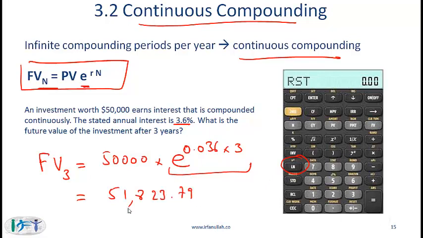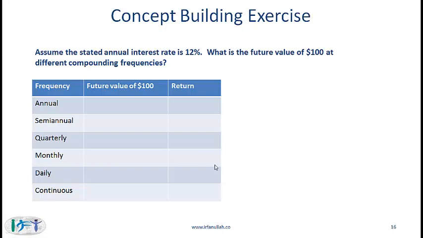When you do the calculation, here is what you should get. Here is an important concept building exercise. Assume that the stated annual interest rate is 12%. What is the future value of $100 at different compounding frequencies? And then what is the corresponding return? I'll do the first one for you.